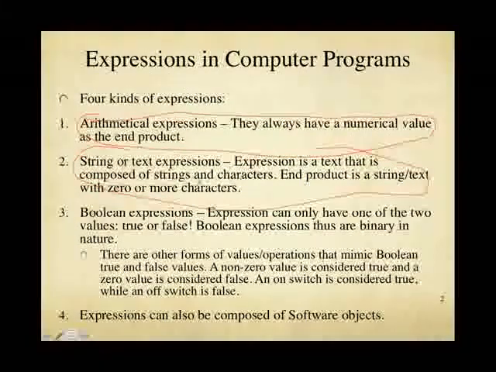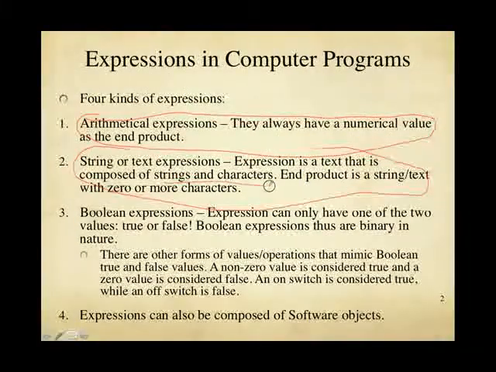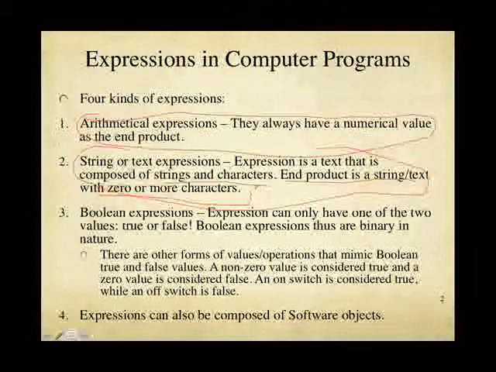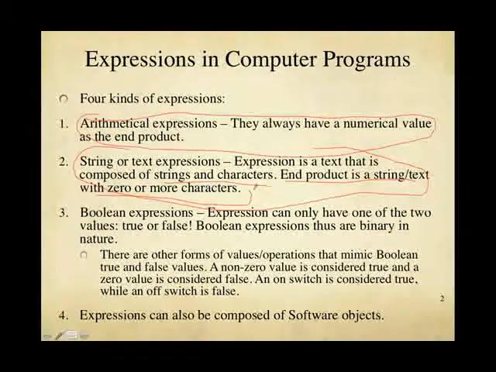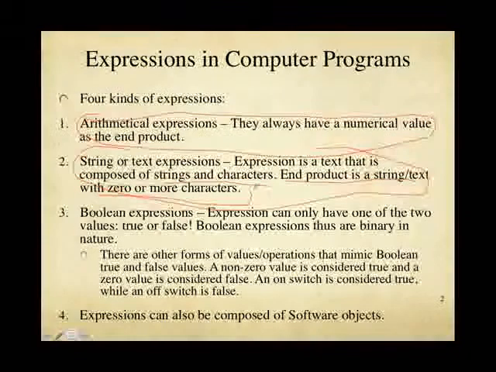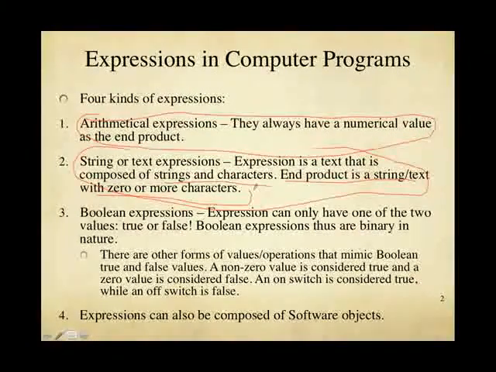The second type is the string or text expressions. An expression is a text that is composed of strings and characters, and the product is a string or text with 0 or more characters. The string expressions could have 0 characters also. That is called a zero-length string.